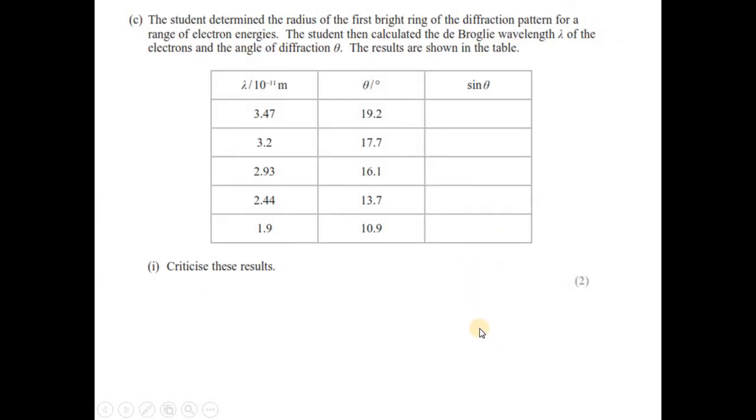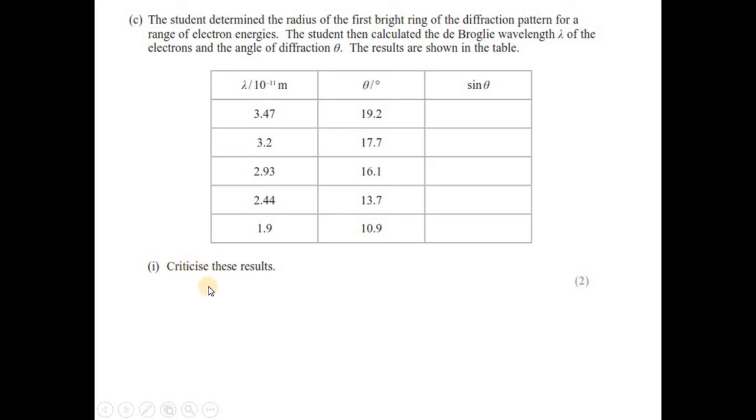Part C. The student determines the radius of the first bright ring of the diffraction pattern for a range of electron energies. The student then calculates the de Broglie wavelength lambda of the electron and the angle of diffraction theta. The results are shown in the table. These are the various values of the wavelength and theta. Criticize these results. Again, a typical question of unit 3, criticizing the result.